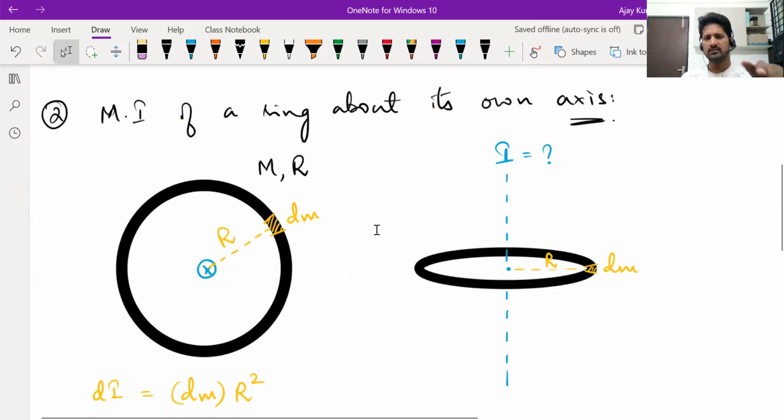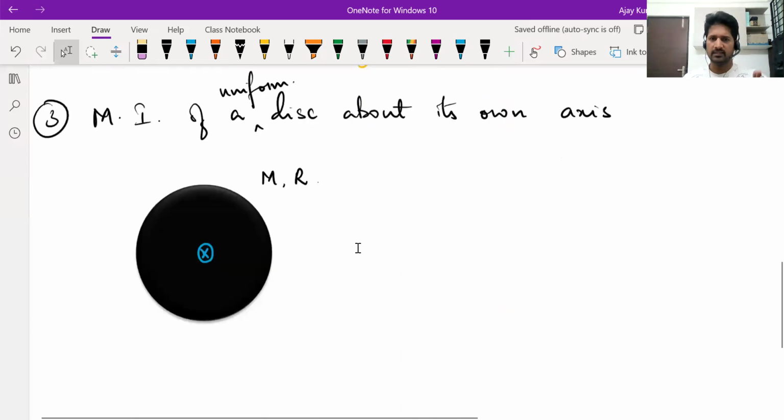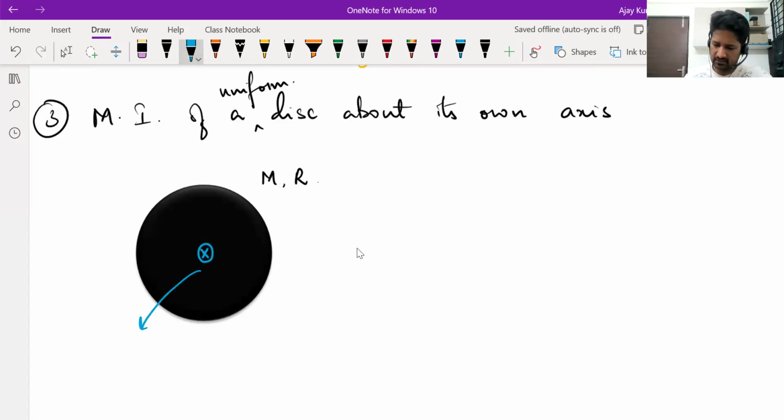For a ring about its own axis, we got it as m capital R square. Why? Because the entire mass m was at the same distance r from the axis of the ring. In a disk, what is happening? All the mass is not on that boundary. Some mass, very little mass is on that boundary. The other particles are closer than capital R to the axis. So you all tell me, do you expect the moment of inertia about this axis to be mr square itself, or less than mr square, or greater than mr square? And why?